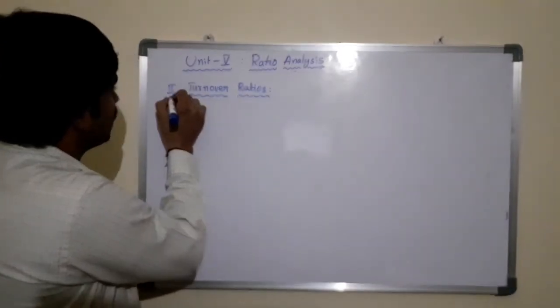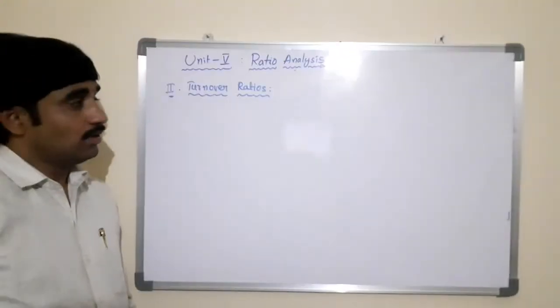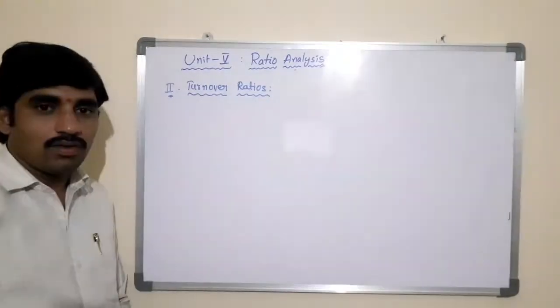This is the second type of ratio, turnover ratios. Turnover means sales in the business. So turnover ratios are related to the sales, very simple. So all turnover ratios are related to the sales.